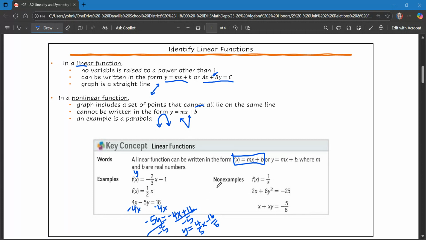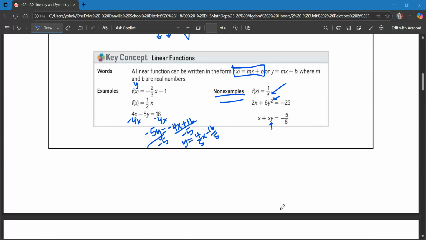If you look at the non-examples, the first one, f of x equals 1 over x, you are not allowed to have variables in the denominator to be a linear function. Second example, 2x plus 6y squared equals negative 25. Notice the square. You can't have any powers greater than 1. And x plus xy equals negative 5/8. You can't have two variables being multiplied together in a linear function.